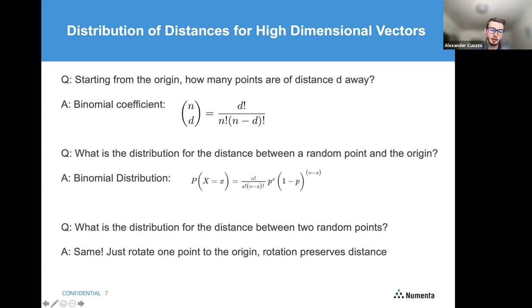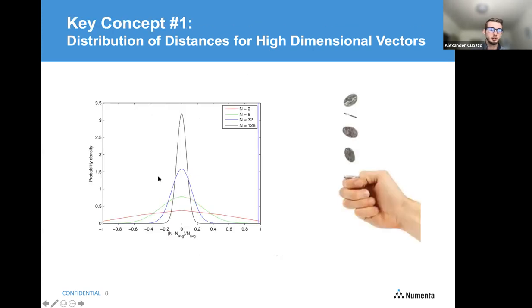Okay. And so this is the same point I was trying to make: the distribution for the distance between two random points is going to be the same, because you just rotate one point to the origin and the rotation preserves distance. Okay. So now we can start looking at this graphically. This is the distribution of distances for high dimensional vectors. You can imagine, instead of talking about random points and distances from the origin, it's just flipping coins, right? It's this binomial distribution.